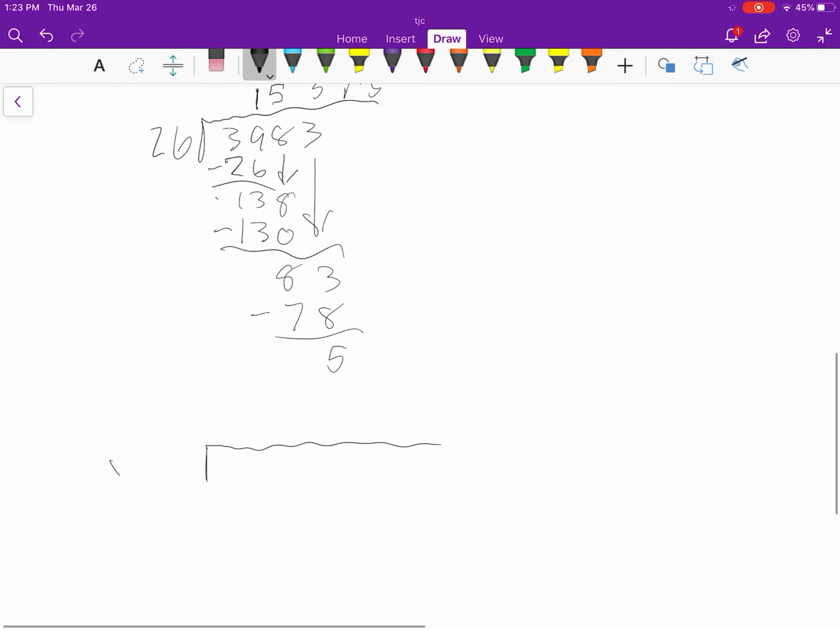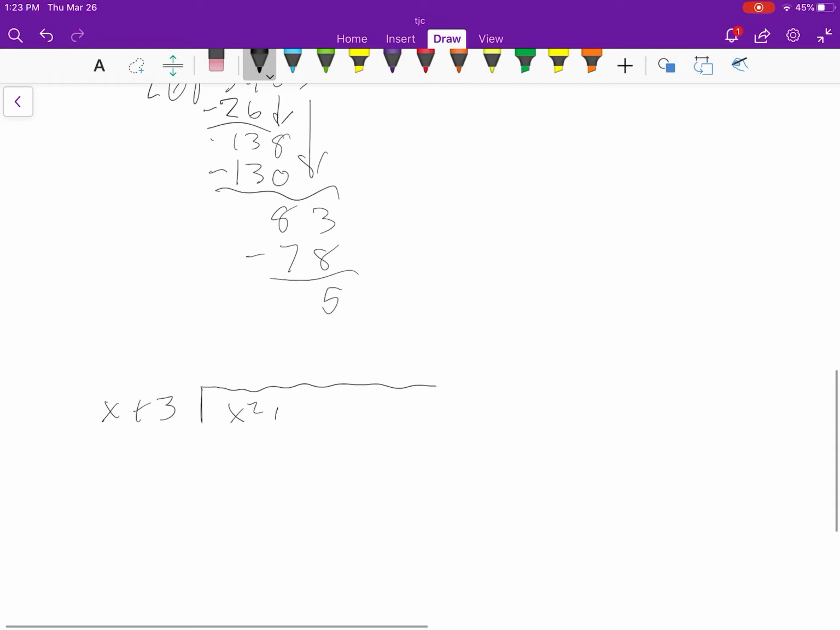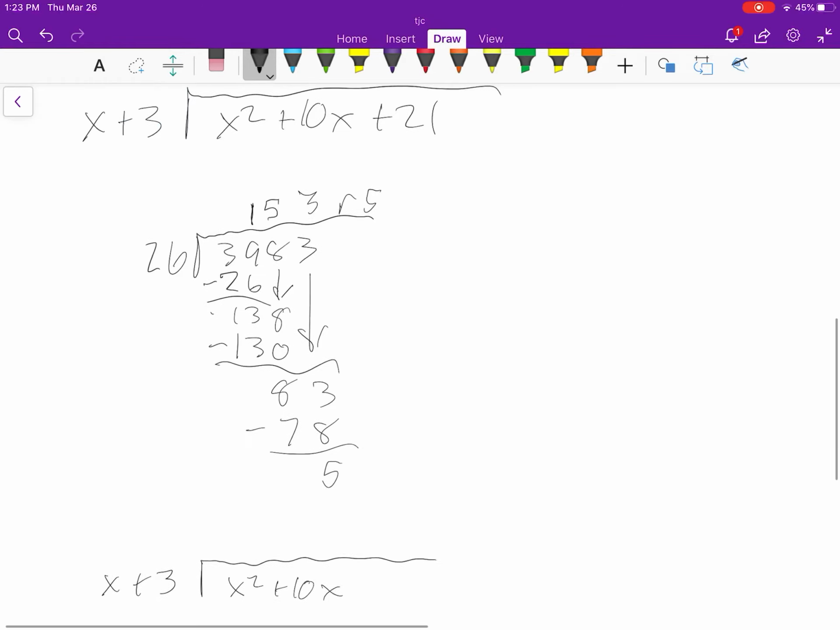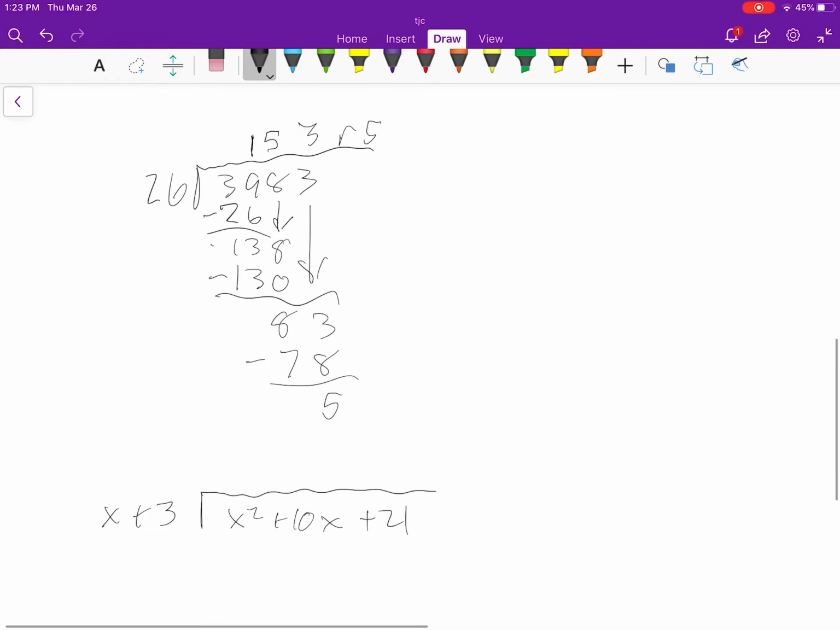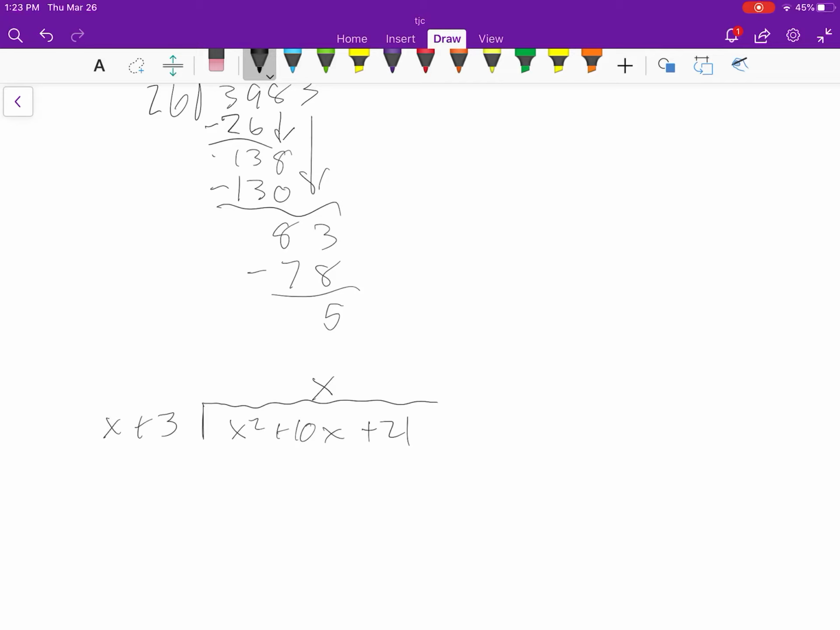We have x plus 3 into x squared plus 10x plus 21. Since we have a binomial, we're going to look at binomial pairs. So x plus 3, can it divide into x squared plus 10x? Yes. And what we're going to do is multiply the whole thing by x. See, x times 3 is 3x. x times x is x squared.